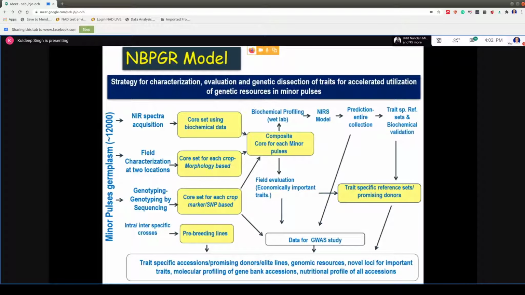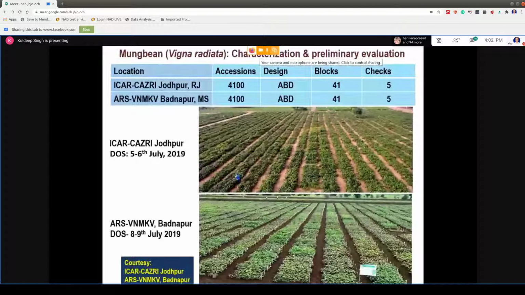And based on this, NBPGR has developed a model now. And this model I have given for the minor pulses, because this was the first project we really embarked on. We are not going for piecemeal analysis. This is not 12,000, this is 16,000 now. We have taken the complete germplasm of all our minor pulses. These are six minor pulses, Vigna and one horse gram. We have grown this complete germplasm. See, for example, this is Vigna.